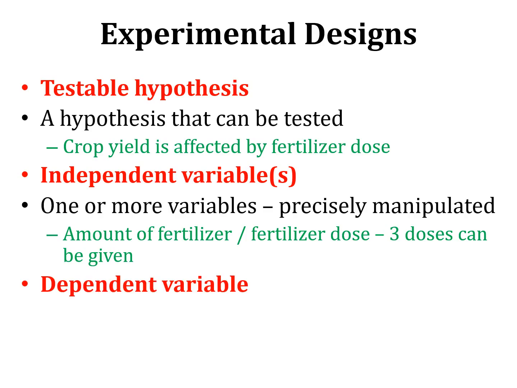The next type of variable that we have in experimental designs is the dependent variable, and there is usually just one dependent variable in experimental designs.